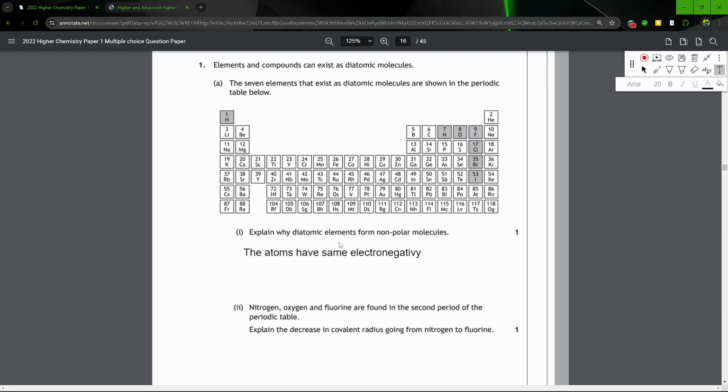electronegativity is a measure of how strongly atoms pull on electrons. So if you're pulling at the same strength, then the electrons are going to be in the same location, right? It's going to be perfectly in between the atoms. So that means that there's not going to be one atom that has more electrons and more charge than the other. So there's no polarity. So it's going to be non-polar.